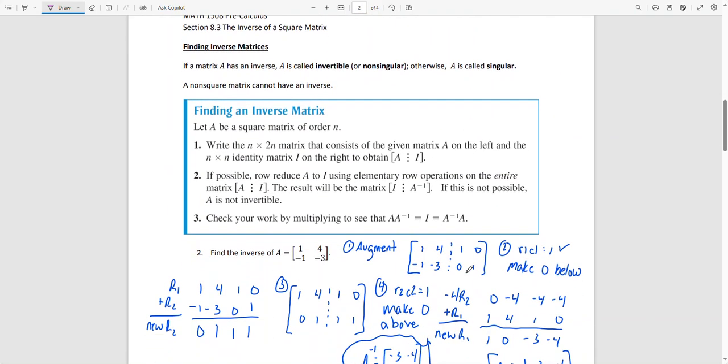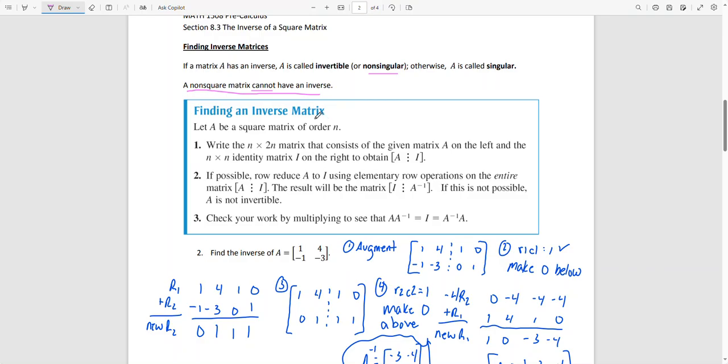So let's look at how to find them. If a matrix A has an inverse, A is called invertible, or later in math, you'll see non-singular. Otherwise, A is called singular. Singular because it's a single, it doesn't have a match. It doesn't have an inverse. A non-square matrix cannot have an inverse. It just can't happen. So we're going to let A be a square matrix of order n.